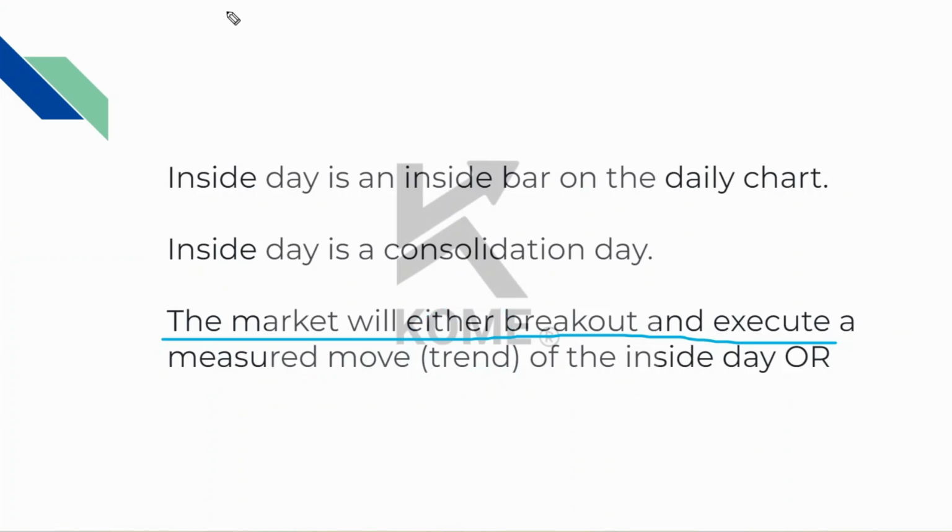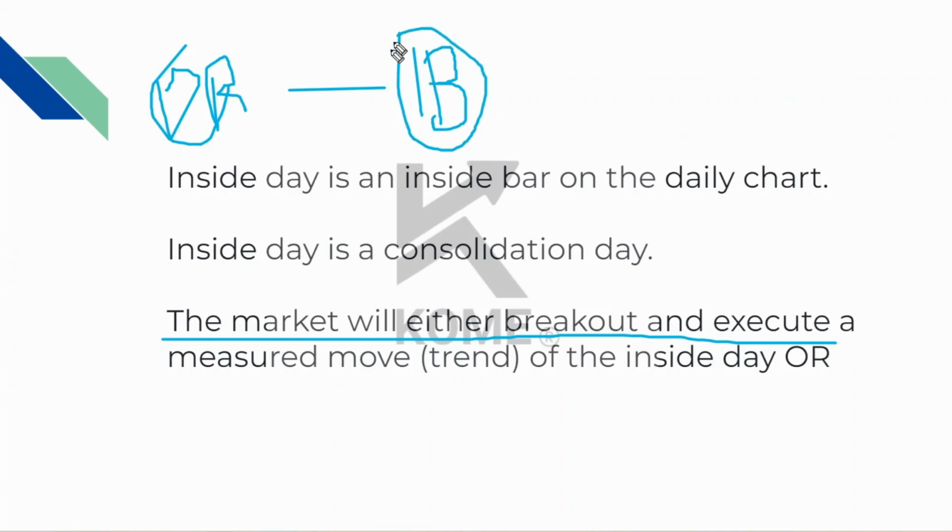Now, usually we have Monday, which is the first day of the week, and Tuesday, the second day of the week. So usually Monday is what we call the opening range, and Tuesday is the initial balance. What this means is that usually Tuesday will come to balance what Monday did.